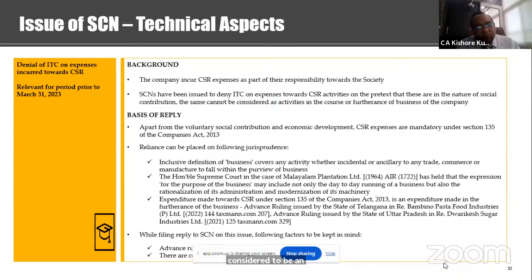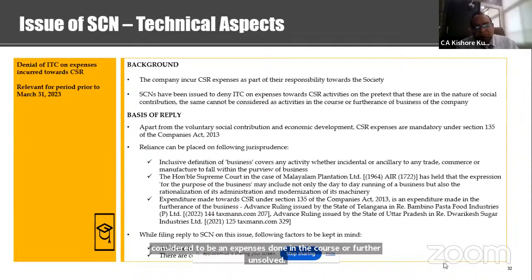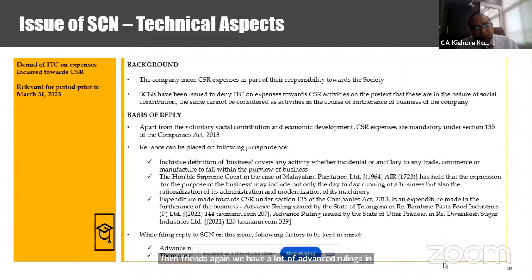Then, friends, again we have a lot of advance rulings in favor. For example, the advance ruling given by the state of Uttar Pradesh in Dwarikesh Sugar, again allowing the input tax credit on CSR expenses. But definitely, again, you need to keep in mind that advance rulings are binding only on those assessees who have sought them. And second, there are contrary rulings also which you should be aware of.